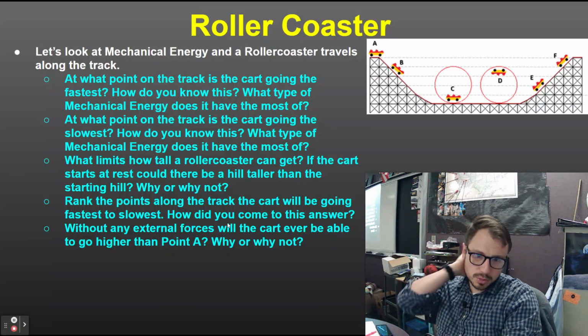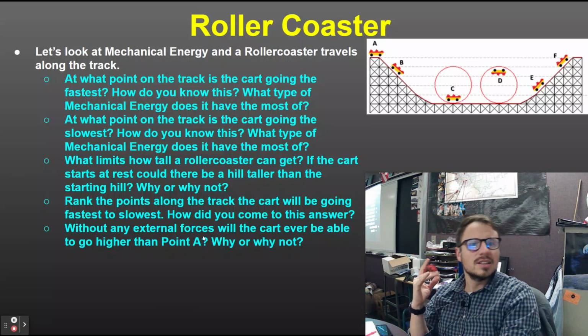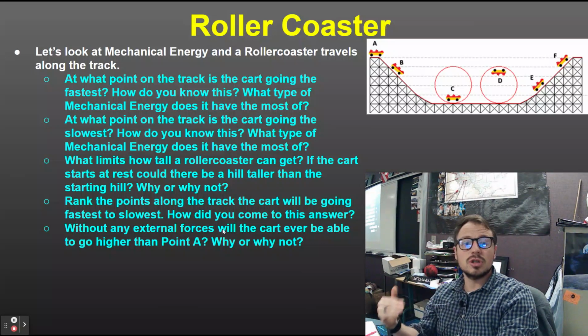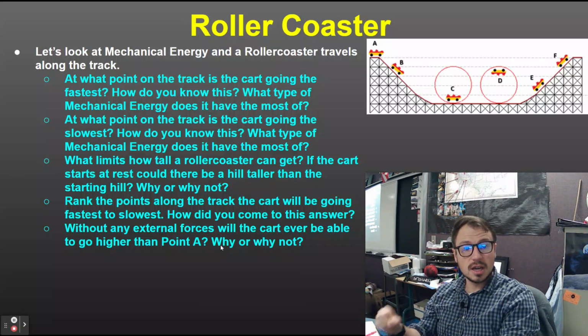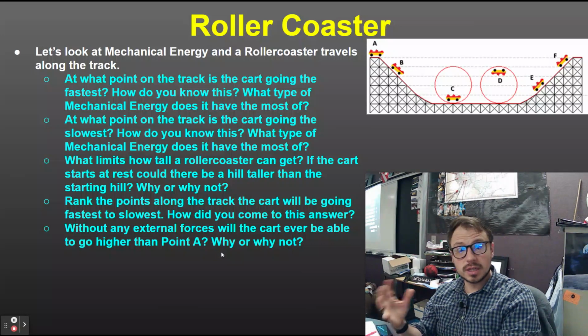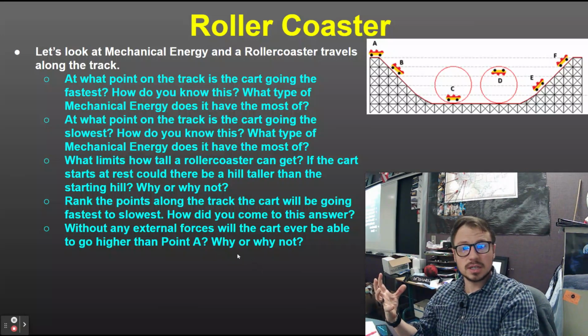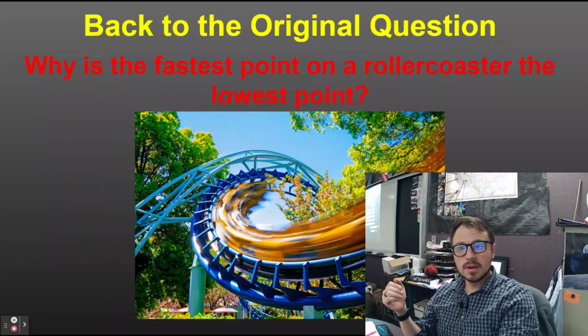Without any external forces, will the car ever be able to go higher than point A? This is assuming it starts at rest. The answer is no, because that's where all the mechanical energy is gravitational potential energy. To be at a higher point, you would need more gravitational potential energy. You need an external force.